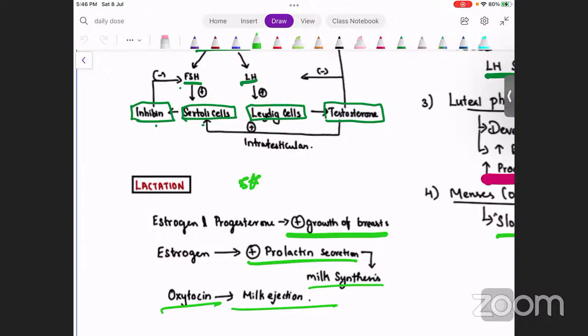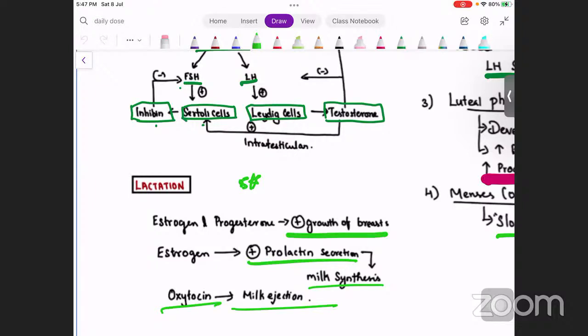What is Tiffeneau's index? FEV1 by FVC is equal to 80%. Decrease in the 80% indicates obstructive lung disease. Okay. And apart from that, compliance formula, del V by del P. Resistance formula, 8 eta L by pi r power 4. And ventilation perfusion ratio is 0 in ventilation defect, infinity in perfusion defect.